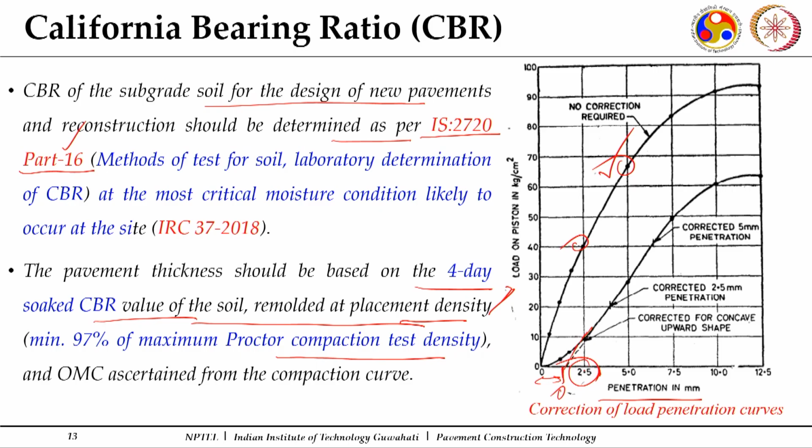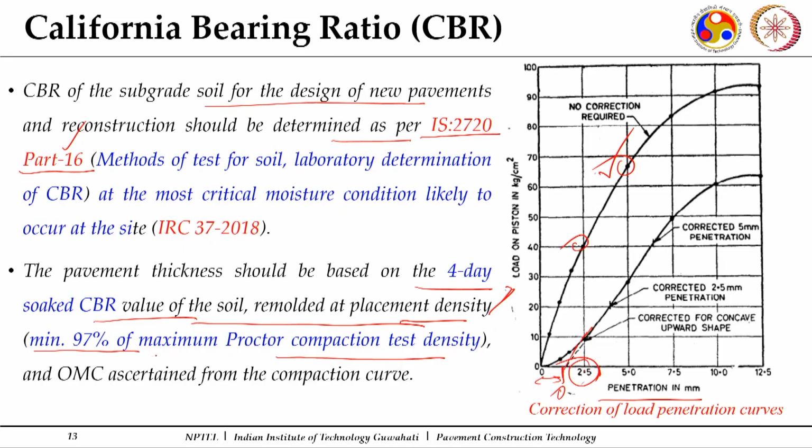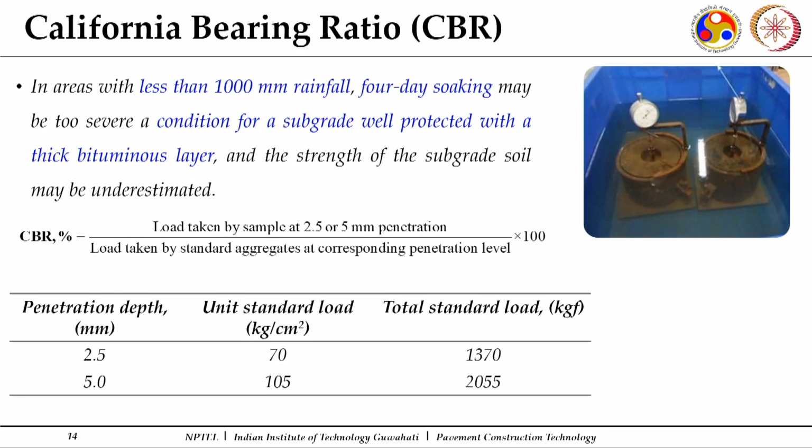Now, here it says when compacting this particular one, you will compact it to 97% of your MDD. This is an important percentage: the minimum placement density is 97% of your Proctor density, which you arrived at in the earlier test. Now, you get the value at 2.5 mm penetration and the value at 5 mm penetration. Normally, most of the time you will get higher values at 2.5.